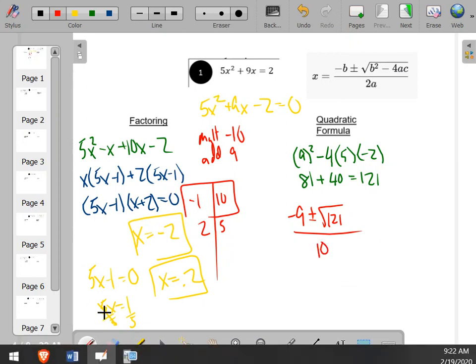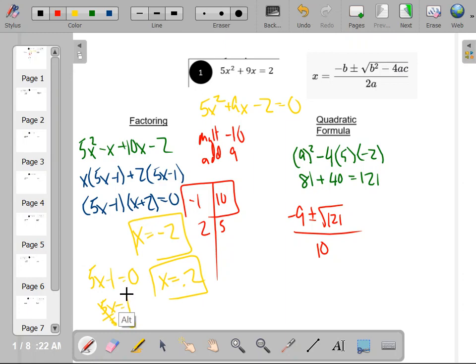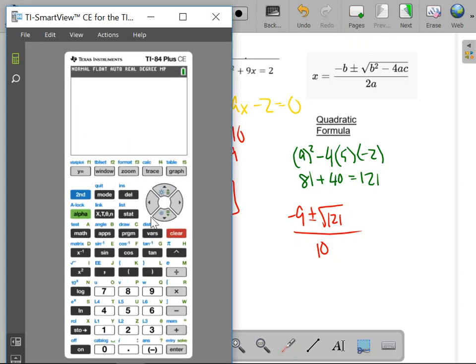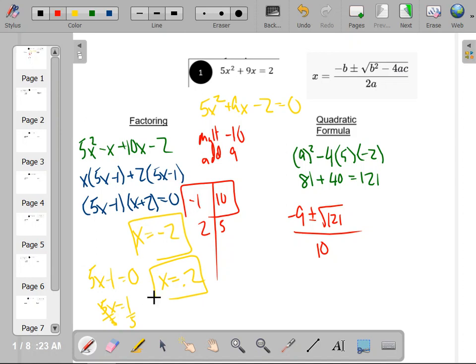Now this is pure calculator work, folks. Once you get the quadratic formula set up, we're just going to type it in. We're going to say negative 9, but I'm going to put the numerator in parentheses: negative 9 plus radical 121, divided by 10. One of my answers is 0.2. I come back up here and change that to a minus sign, and my other answer is negative 2. So 0.2 and negative 2, same answers. Good. I know I did it right.